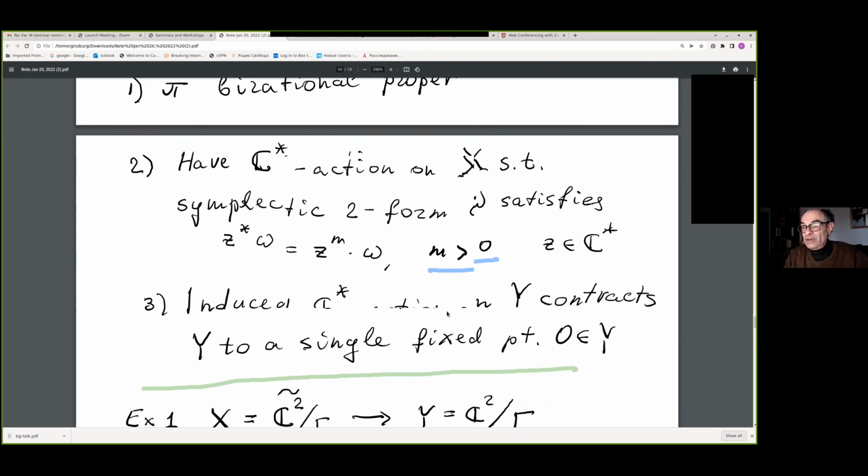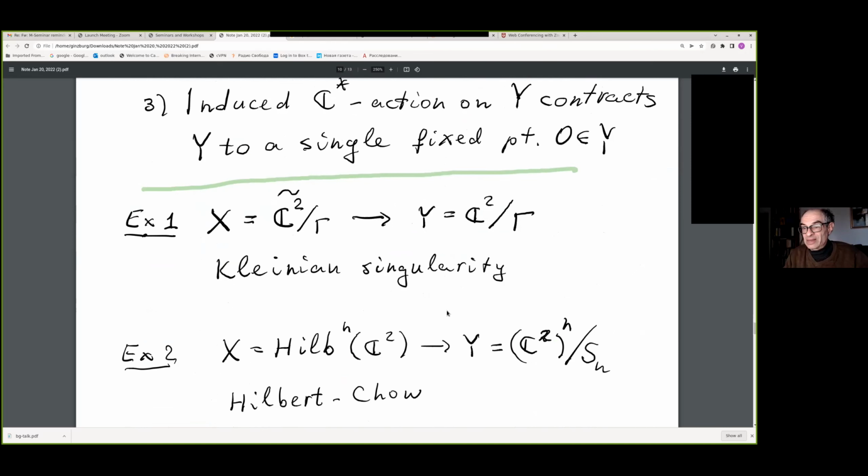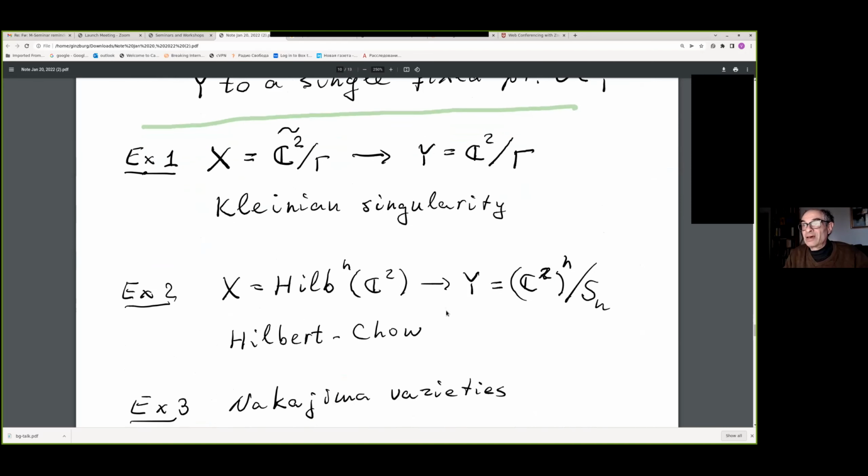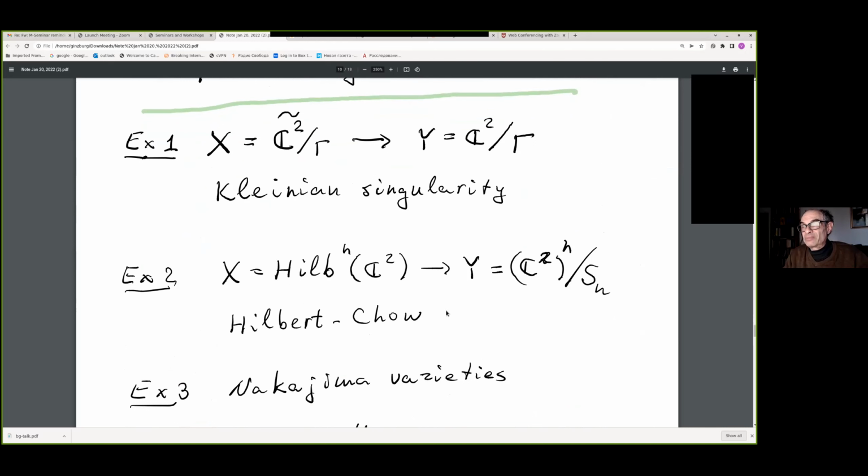Okay. Now I will give three classic, kind of the most well-known examples, and maybe this gives you some idea what this looks like. So the basic example, well, I don't know what is basic here, but somehow an example of the smallest degree is that, which is called Kleinian singularity.